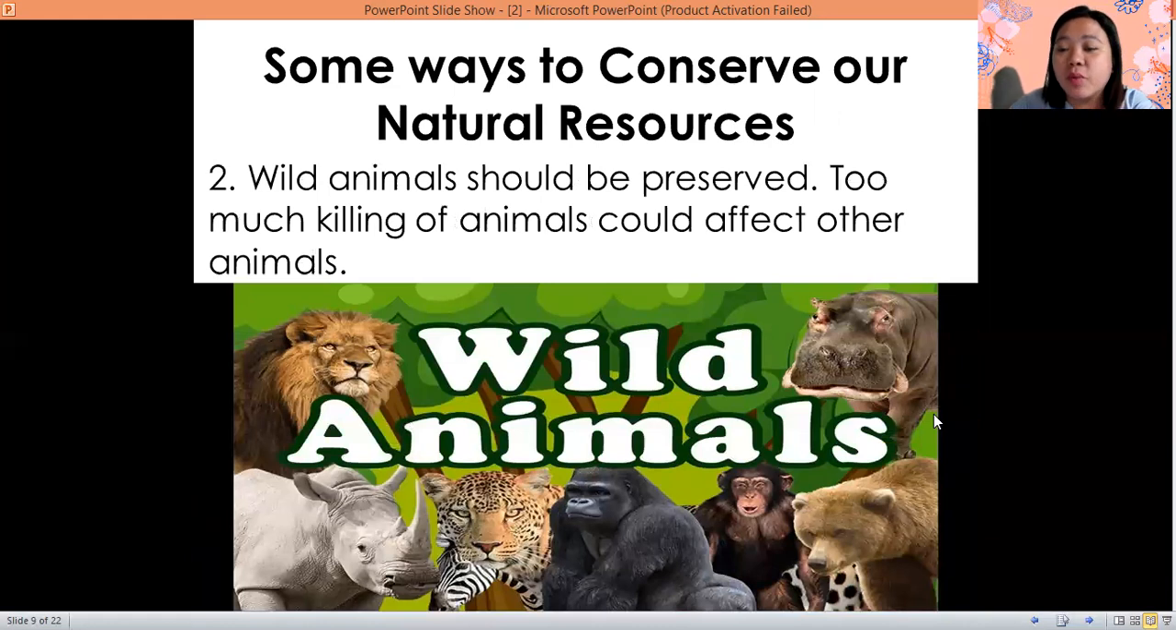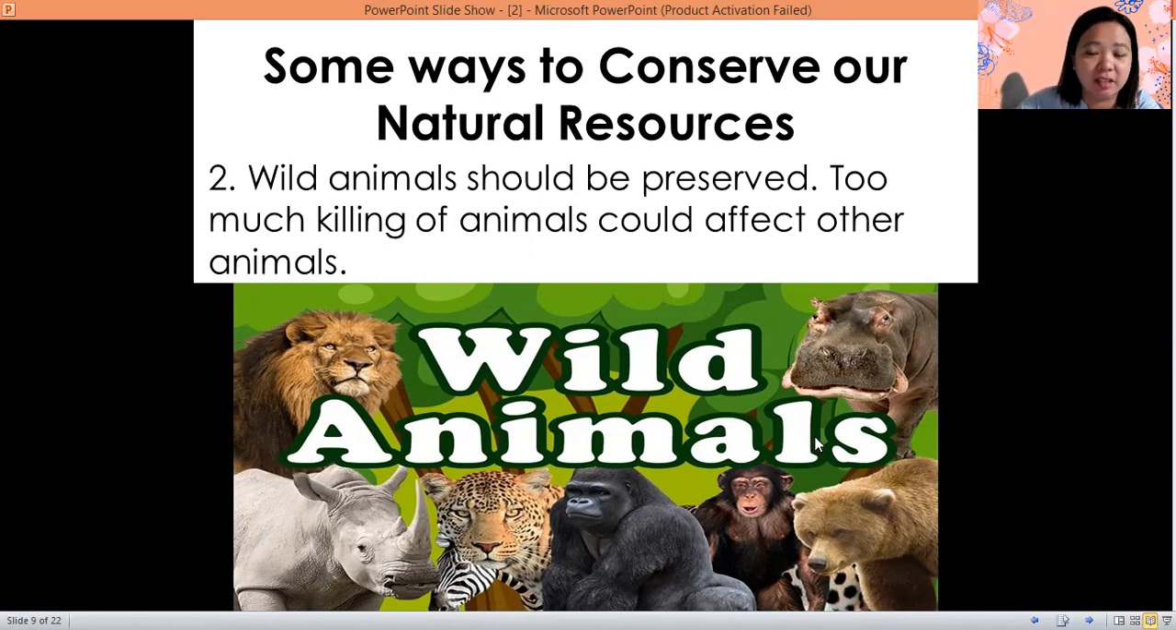Next, number two, the wild animals should be preserved too, because too much killing of animals could affect other animals. So we need to conserve our natural resources by not killing our animals, because it will also affect other animals, especially the wild ones, the animals that live in the forest.